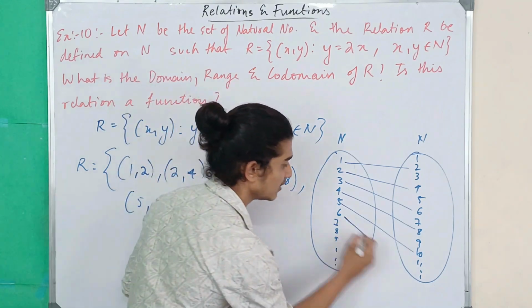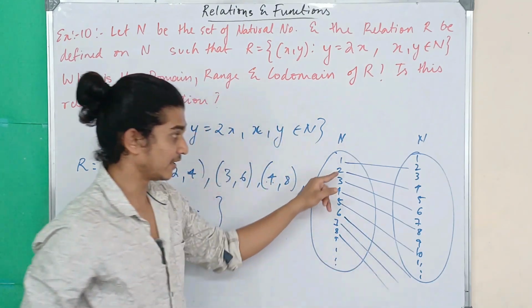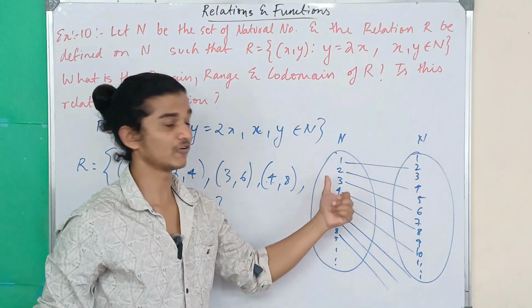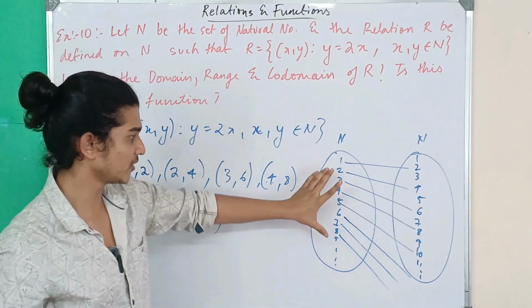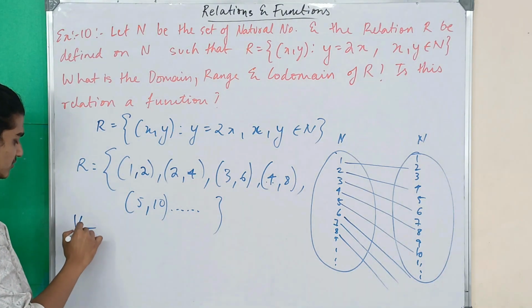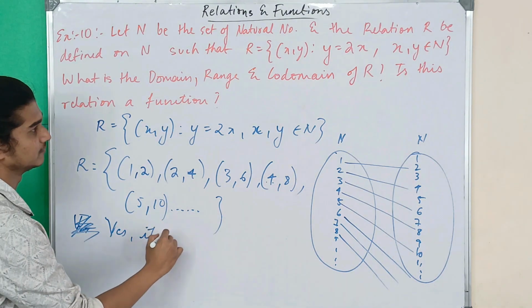So every single input has a specific output. And also every single input has one and only one output. So there are no two outputs for one input. From this I can say this relation is a function. So yes, it is a function.